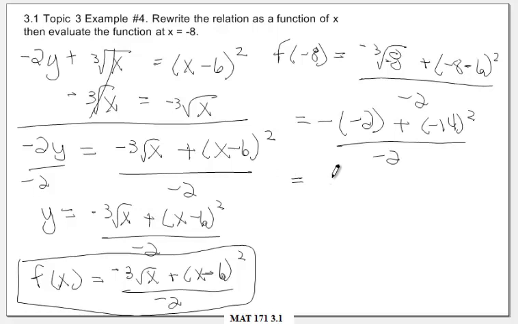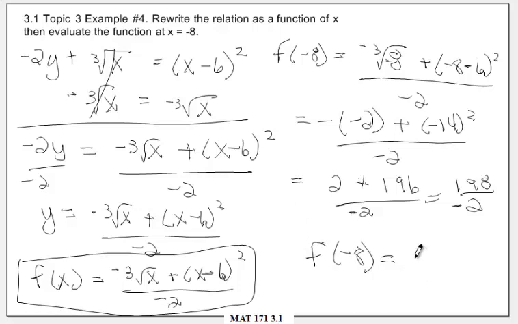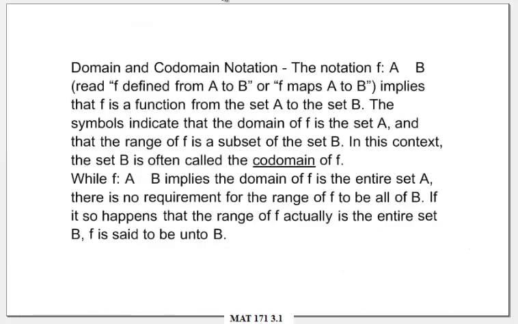So a negative of a negative 2 is just a 2. Negative 14 squared is going to be 196. So 196 plus 2 is 198. Divide that by negative 2 and we get f of negative 8 equal to negative 99. So we have our function and we have our x equals negative 8.